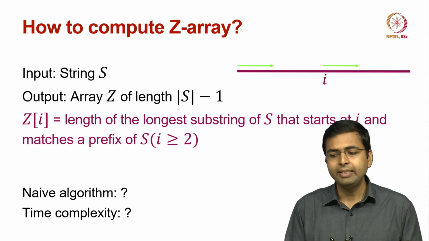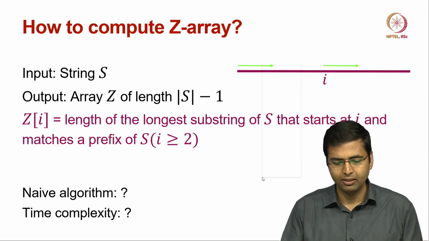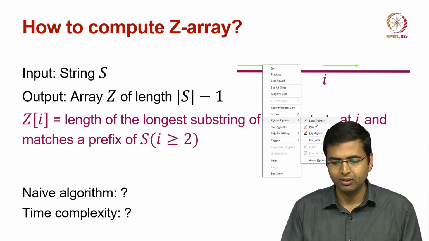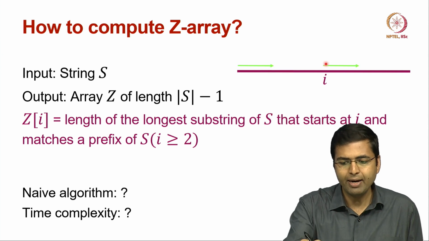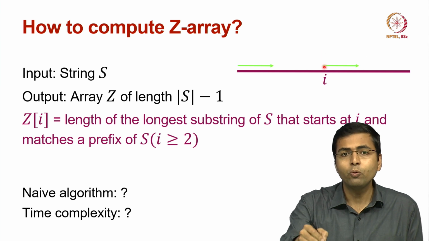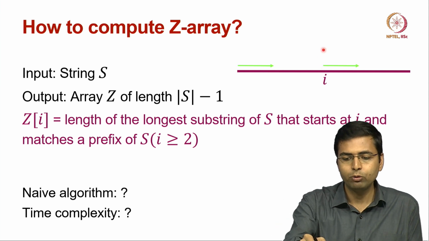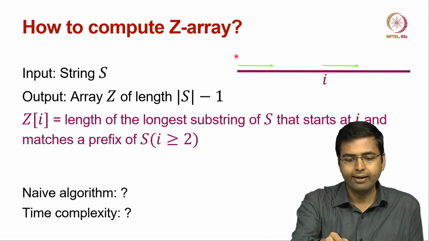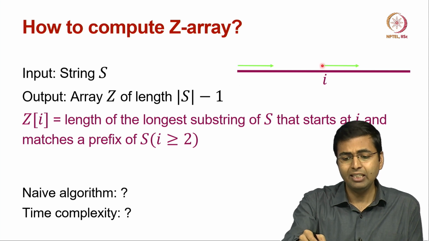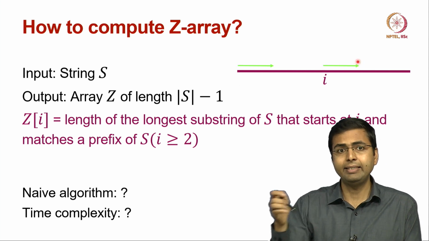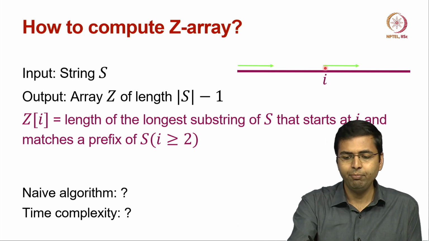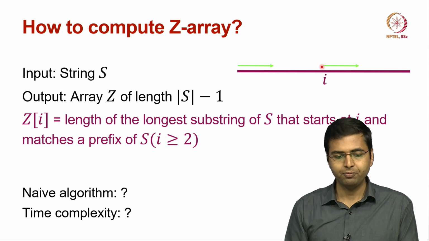Well, the easiest algorithm might be that we just do a brute force search. For example, if I am at position i, I can just do character comparison starting from position i against the character starting at position 1 of S, and see how far I can get until I see a mismatch, and that immediately gives me the Zi value.